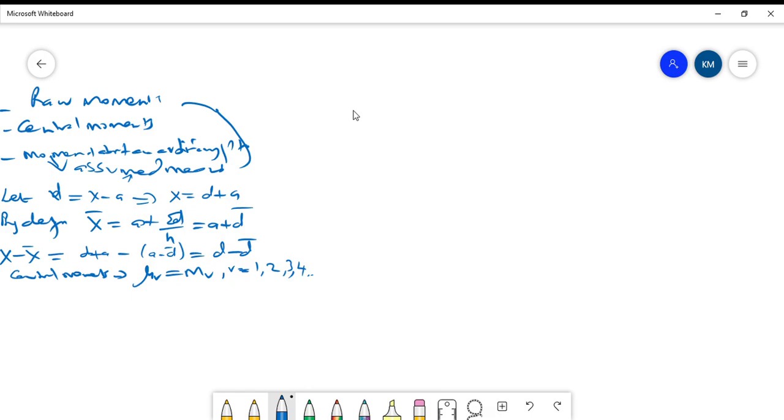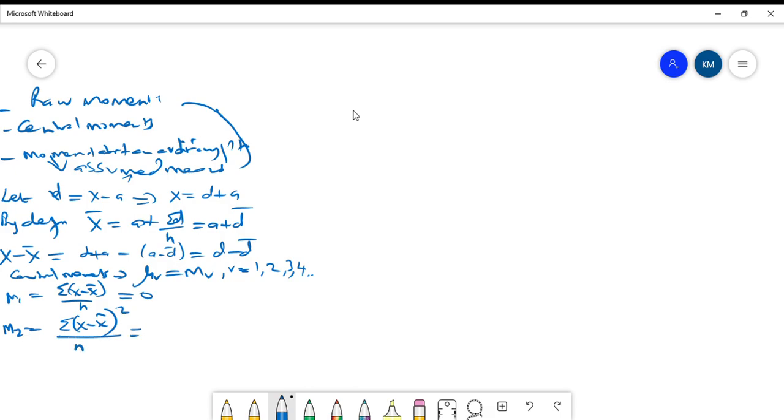So if we relate them, the first central moment m1 is given by summation x minus x bar raised to power 1 over n. And this will always be equal to 0, because the sum of the deviations from the mean is always equal to 0. What about the second one? The second central moment by definition is given by summation x minus x bar, squared, over n, which is equivalent to what?